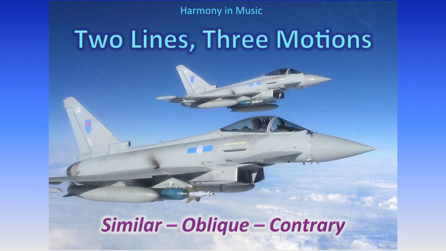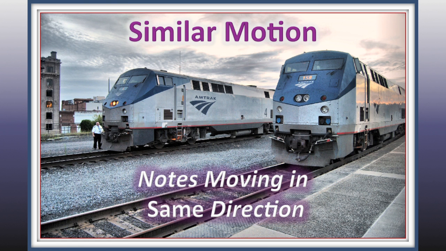When two musical lines are present at the same time, two melodies, say a song tune and a bass line, three distinct motions are possible: similar, oblique, and contrary motion. Two or more musical lines moving together in the same direction is called similar motion. Let's talk more about this.